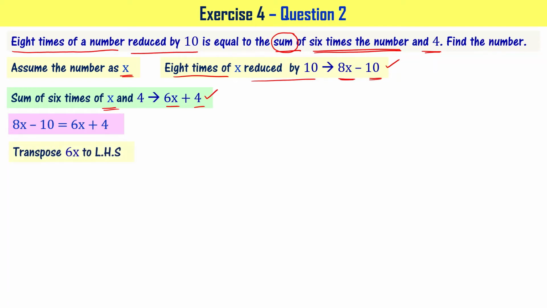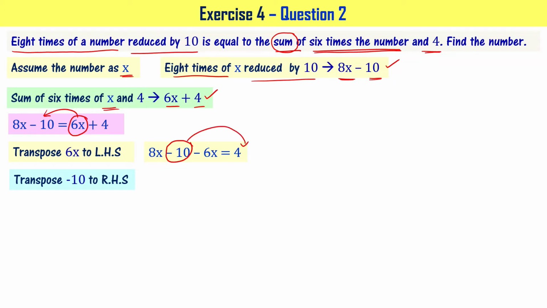Let us transpose 6x to the LHS. 6x is plus 6x here. When it goes to the other side, it becomes minus 6x, right? Let me write that. 8x minus 10 minus 6x equals 4. Now I can transpose minus 10 to the RHS. When I do that, it becomes plus 10, right? So the equation now becomes 8x minus 6x equals 4 plus 10, right? So when I simplify this, I get 2x equals 14.